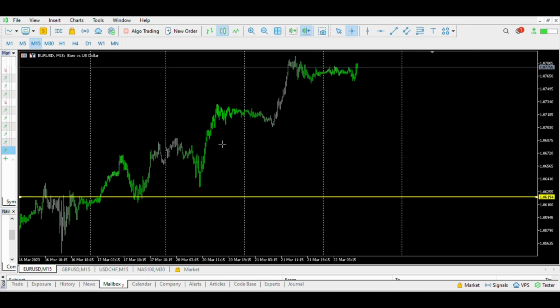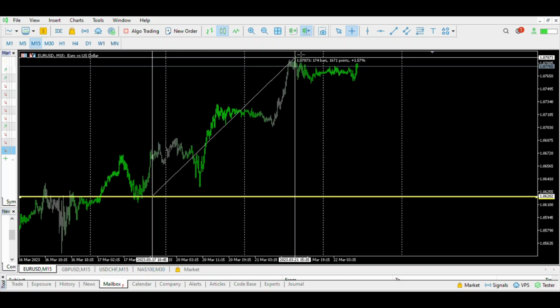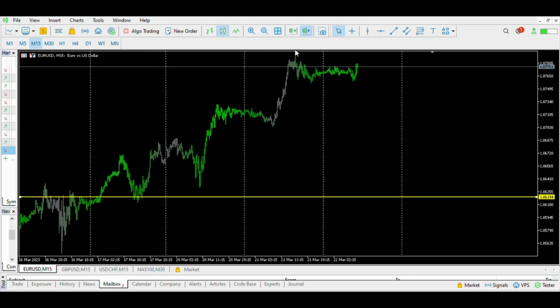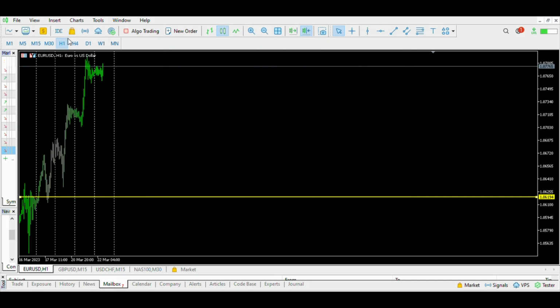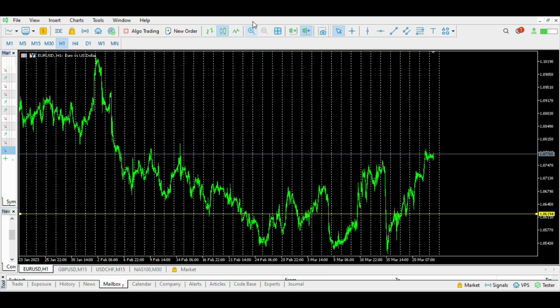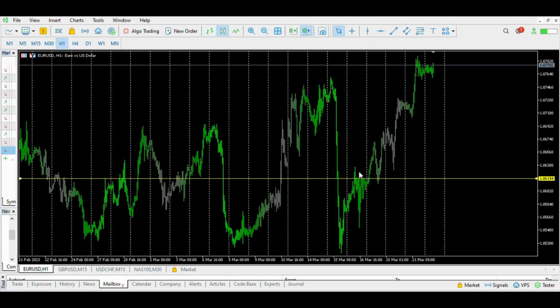Let's zoom out. As you can see, it ran a fair bit, about 167 pips. Now, the other thing you can do to see where you may want to place your ultimate TP is zoom out again. Remember, price came from here, and it dumped. It reversed and started trending up. So where do you think your ultimate TP would be?